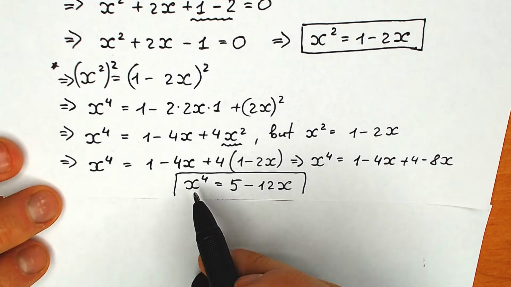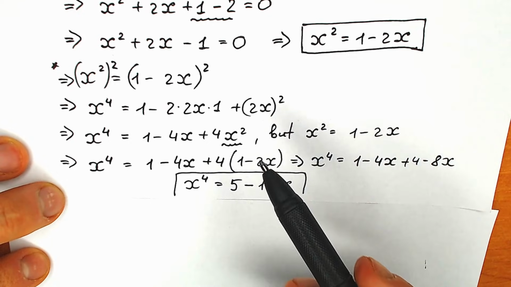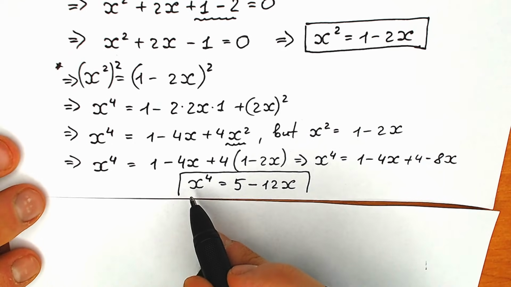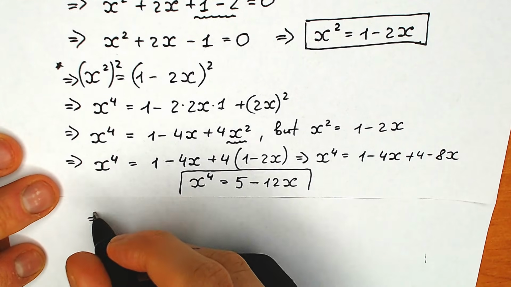So right now we know everything about x to the power 4. We know everything about x squared. So how can we get closer and closer to the power 10? Right now, let's raise this x to the power 4 once more to the power 2. So this is our next step.